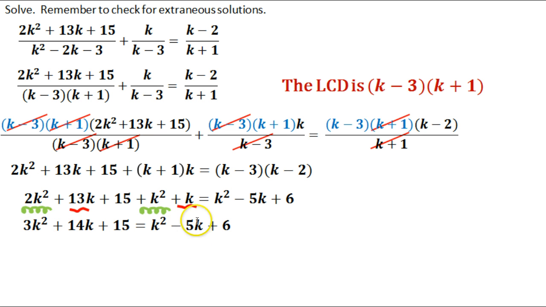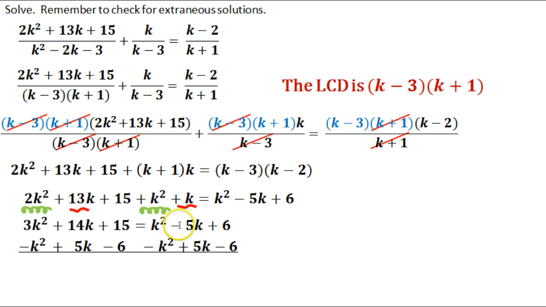I notice that if I move all of these from the right-hand side to the left-hand side, that will allow me to keep my leading coefficient, this number right in front of the k squared, a positive number. So I'm going to move this one all over. Now I did it all in one move. Hopefully that's not too confusing. The way I get rid of k squared is I subtract k squared. The way I get rid of negative 5k is to add 5k, and the way to get rid of a positive 6 is to subtract 6. So if I did that to this side, I've got to do the exact same thing to this side. I just kind of ran out of space.